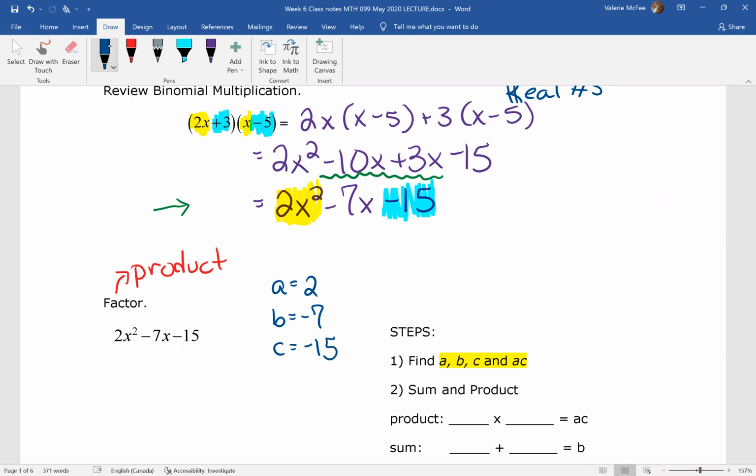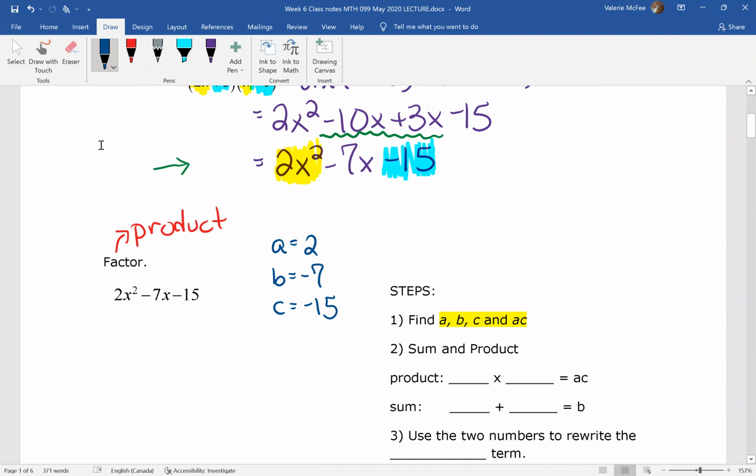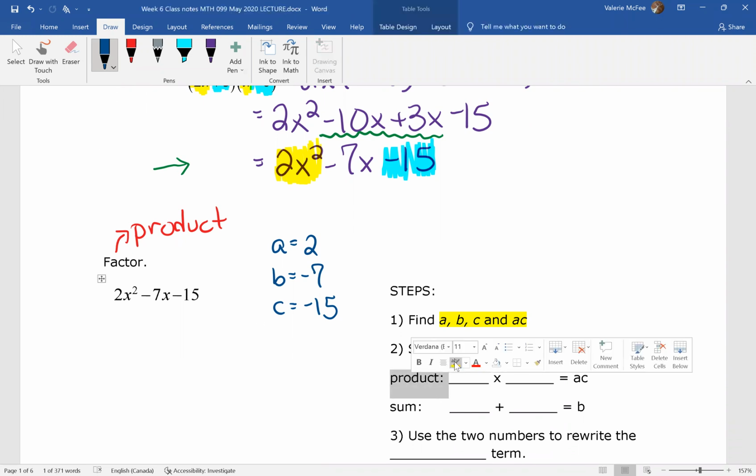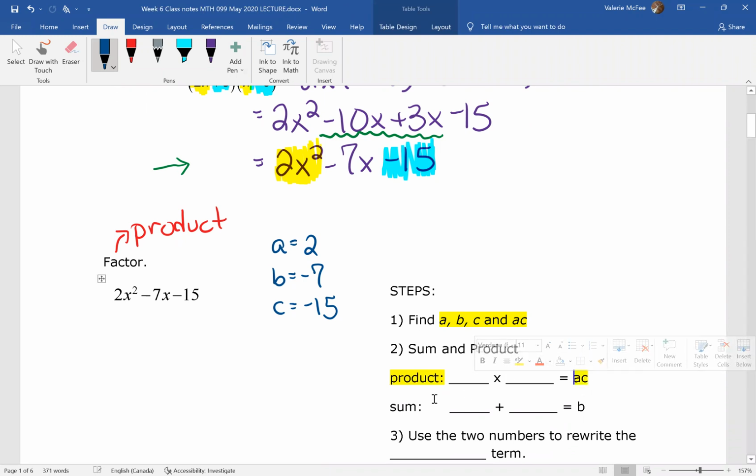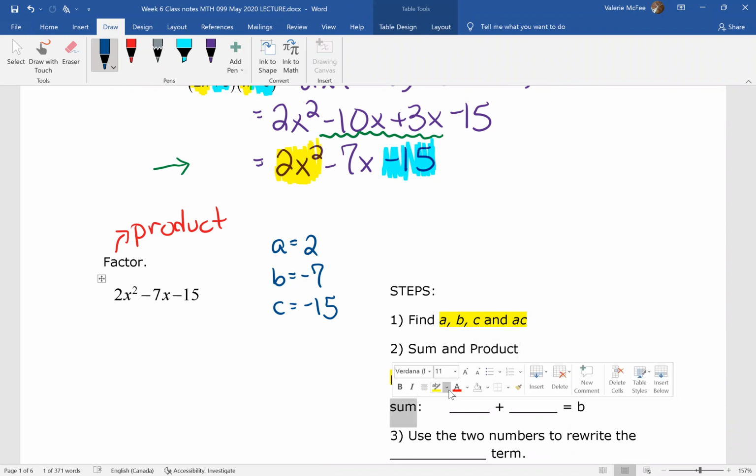15. Now, you remember those sums and product worksheets. I talked about them in the lectures last week and at the beginning of the semester. I hope you've been practicing them because we're going to use that idea now of sums and products. We want two numbers that have a product of a times c and that have a sum of b.